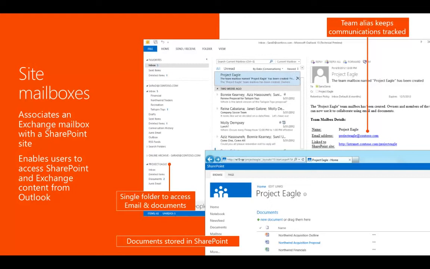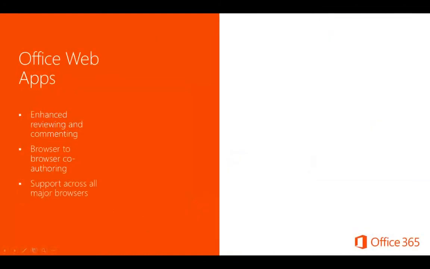So if you go to the site mailbox within Outlook, all of the documents that you have up on the site are available to you through the same user interface, whether you are in Outlook or you're up on the SharePoint team site. Office Web Apps have been improved in the new Office 365.